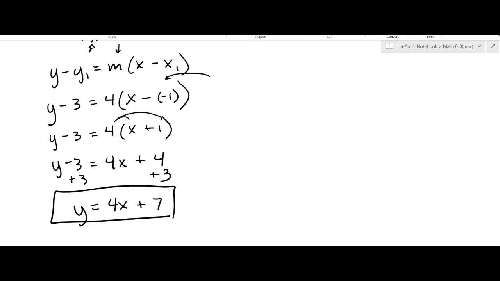And that's a different form for the equation, but we used point-slope form to get that. And we're going to talk about that form in a little bit. Okay, but we're just practicing using point-slope. And point-slope form, you can remember you have to know a point and you have to know the slope.